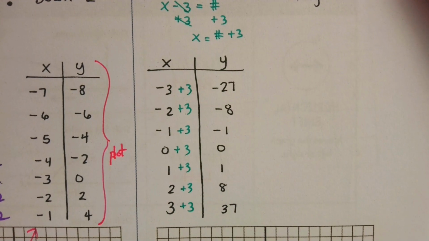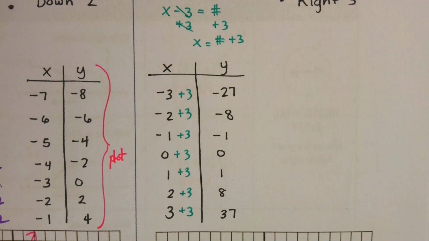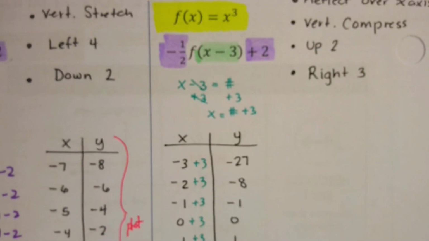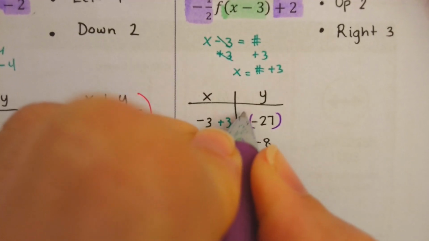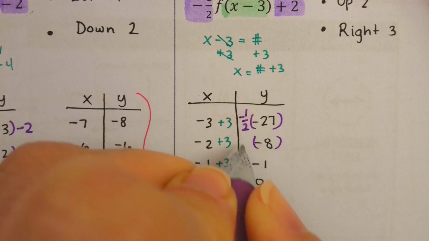Okay, and then the y's are straightforward. What you see is what you do. So what are we going to do to our y's? Multiply them by -1/2 and add 2. Using order of operations, your multiply comes first. Multiply.